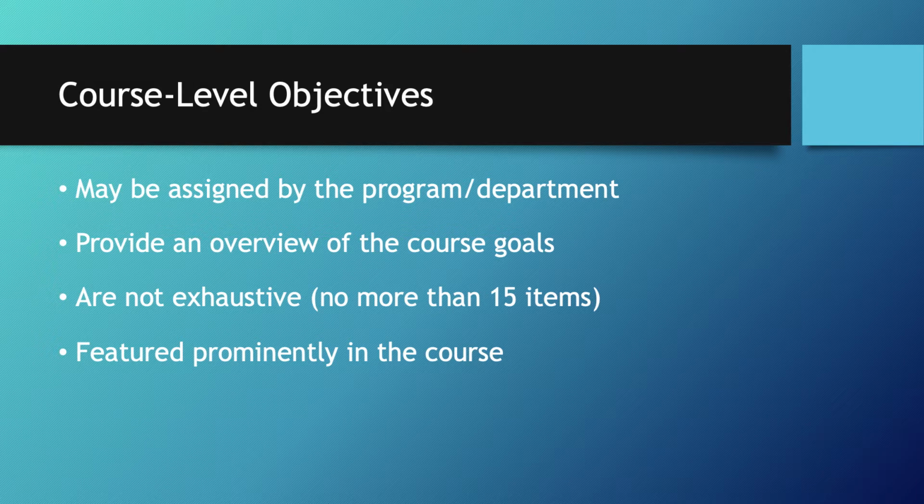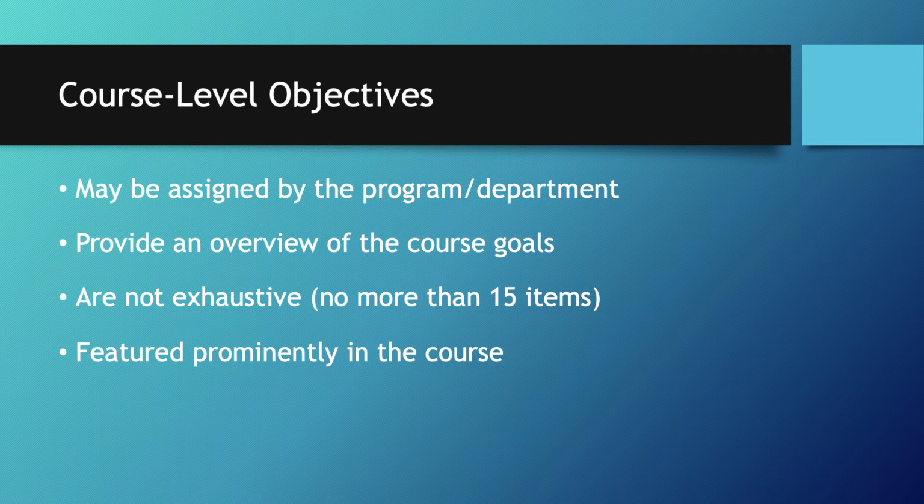1. Are your course level objectives going to be decided or assigned by your program or your department? If that's the case, then you'll be using some predetermined course objectives. 2. Your course objectives should provide just a general overview of what the students are going to be learning from the course. You want to save really specific objectives for your unit level objectives.